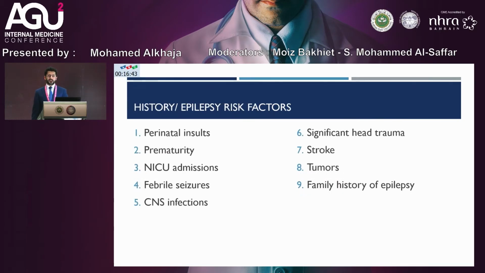And you've always got to ask about the risk factors of epilepsy, because that makes a lot of difference. You've got to know, are there any perinatal insults, history of prematurity, NICU admissions, febrile seizures, history of CNS infection, significant head trauma, stroke, tumors, or a family history of epilepsy.